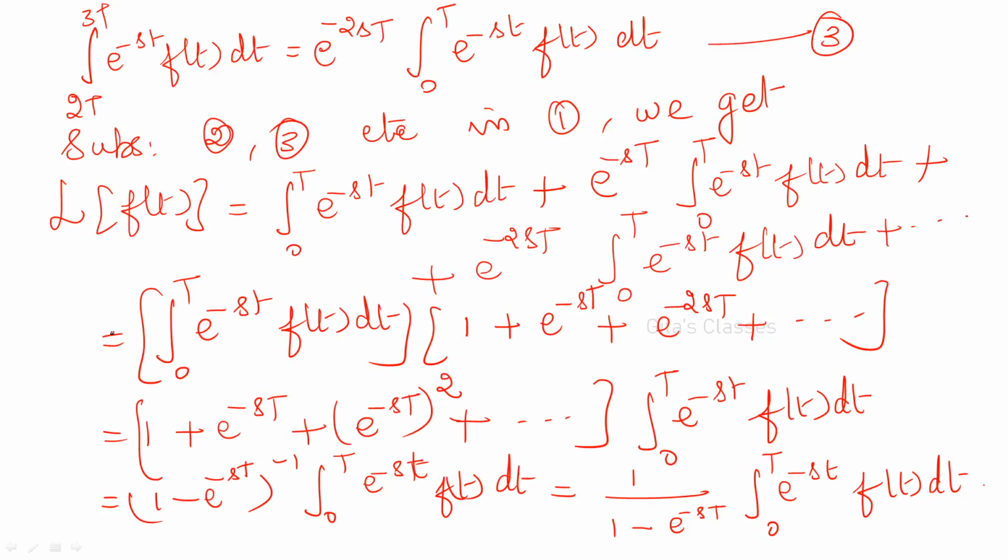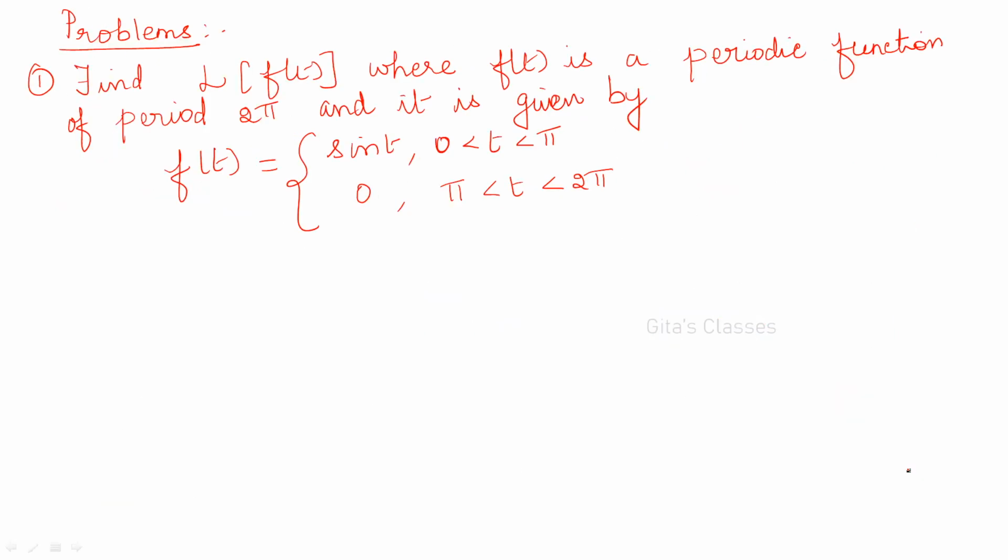So if f of t is a periodic function of period T, then I can write it directly as 1 by 1 minus e power minus s into capital T, and integral 0 to T e power minus st f of t dt. Okay. Now let us do the problem.